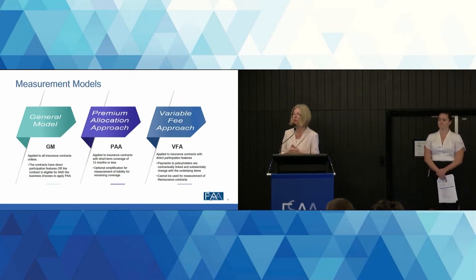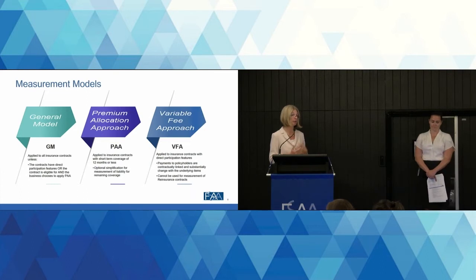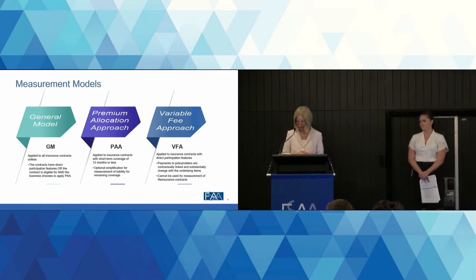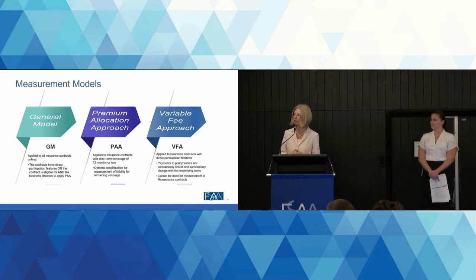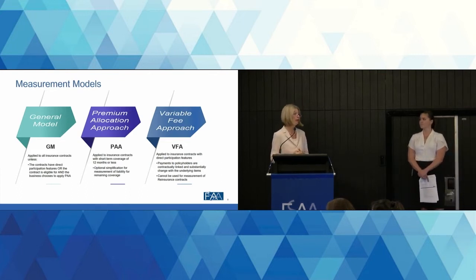That's the default model. There are certain criteria, and if an entity meets those criteria, they can choose to use the premium allocation approach. And then, I suppose more applicable to the life insurance industry, if you have contracts with direct participation features, you then use the variable fee approach. So you really need to look at your own contracts and the nature of those contracts, and then determine which model you need to use.